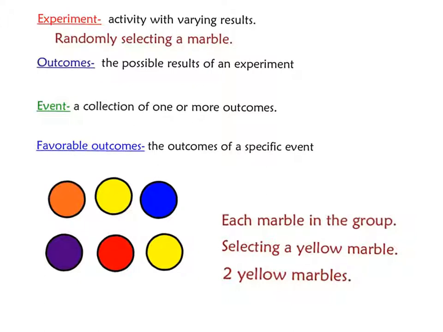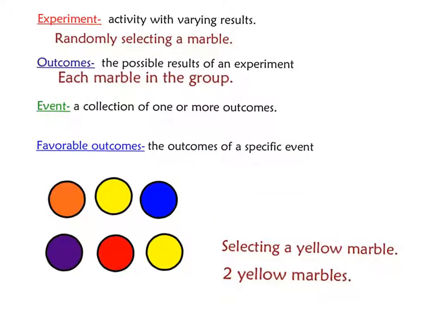Then I might ask you, what are the possible outcomes for our experiment? Outcomes are the possible results that you might get. So I could get a yellow, I could get a red. So outcomes are each marble in the group. Those are the possibilities I could get. I could get a yellow twice, or blue, red, orange, purple. Those are called the outcomes.